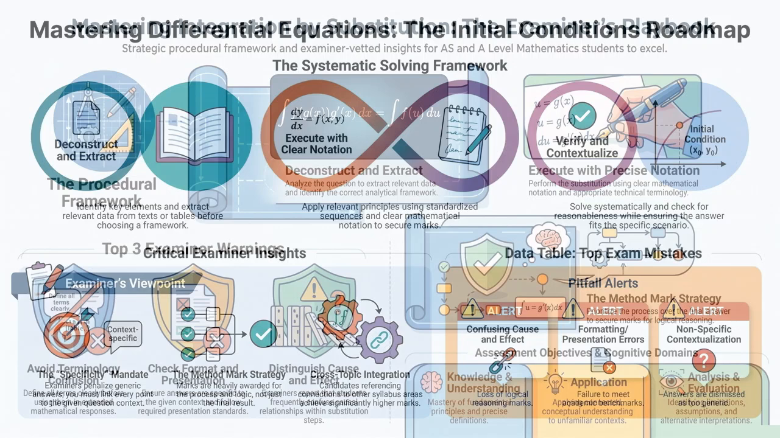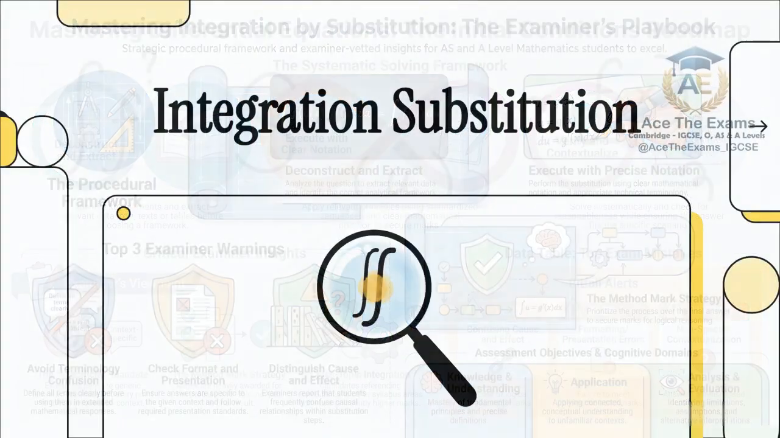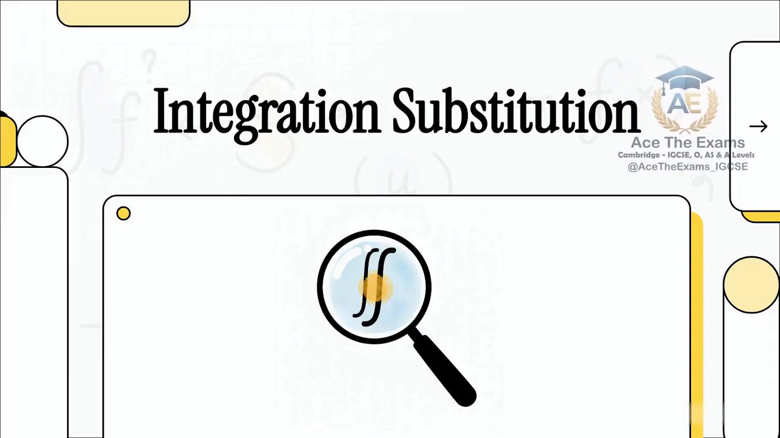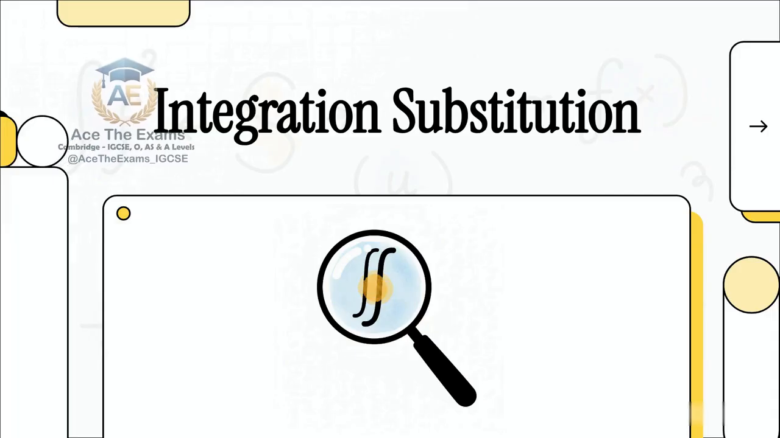Welcome to this explainer. Today, we're taking a really hard look at a topic that consistently, and I mean literally every single exam series, acts as a massive roadblock for math students. We're talking about integration by substitution. Specifically, we're diving deep into the Cambridge AS and A-level mathematics syllabus, code 9709, section 3.5.